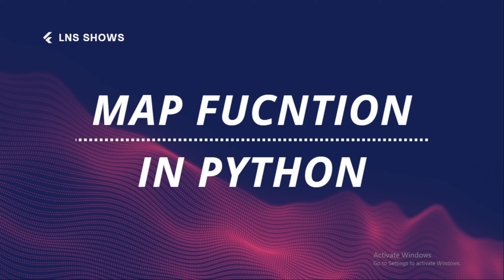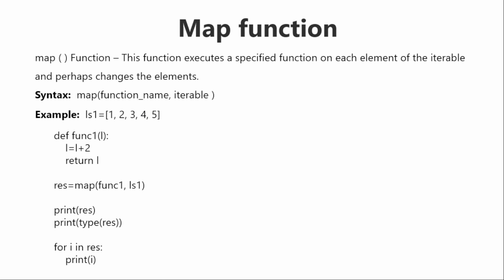In today's session, we will be discussing the map function in Python. The map function executes a specified function on each element of the iterable and perhaps changes the element. Like, the map function is used to execute a particular function over the iterables and perhaps results in changes of the element. So the syntax is map, function name, comma, iterable. The iterable can be a list, tuple, string, anything.